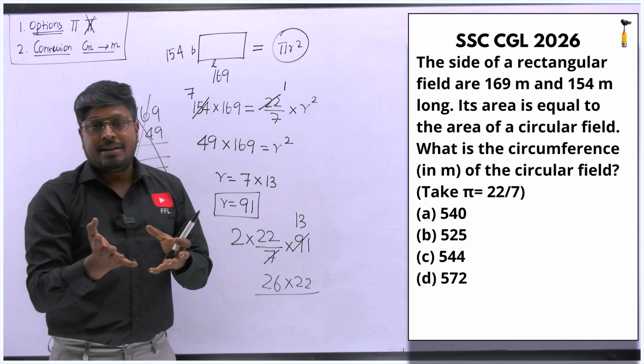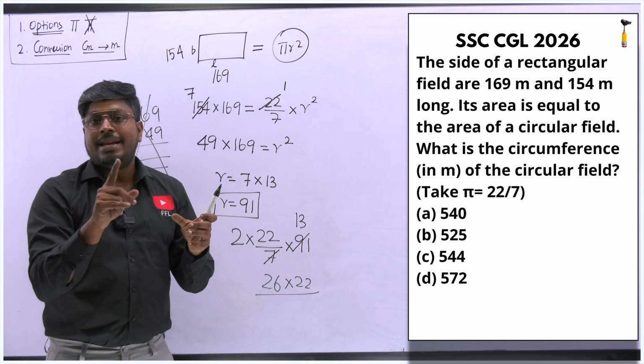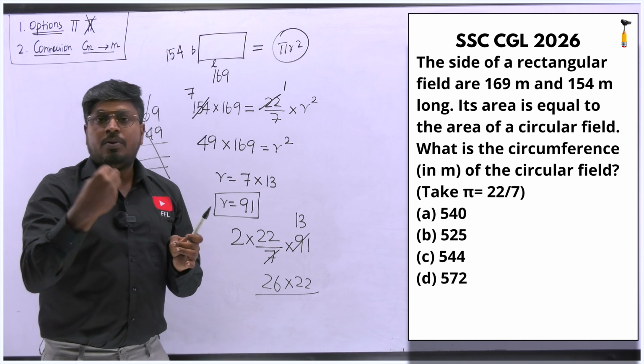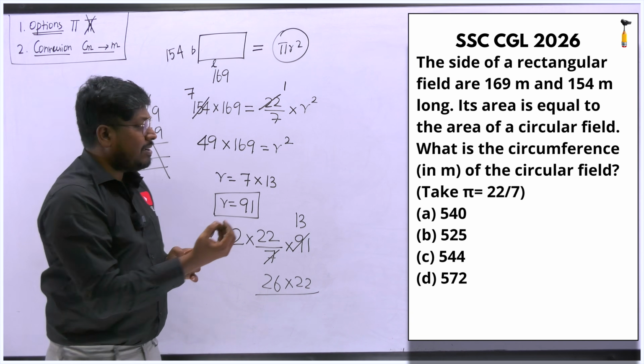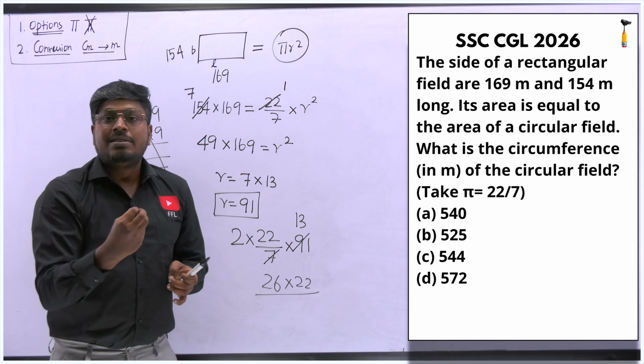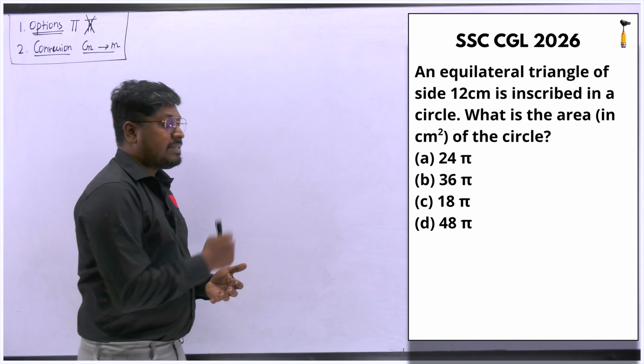Because if it is a circle, 2 values are important. One is radius and the other is diameter. That's it. So if you know how to find these 2 values, solving most of the questions on the concept of circles will be easy. Next question.